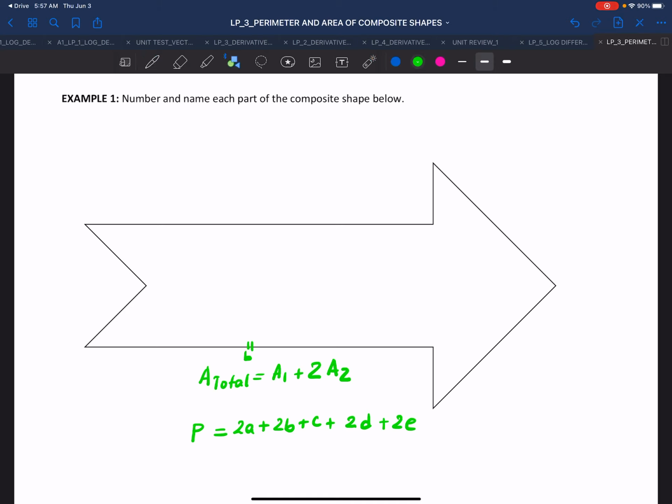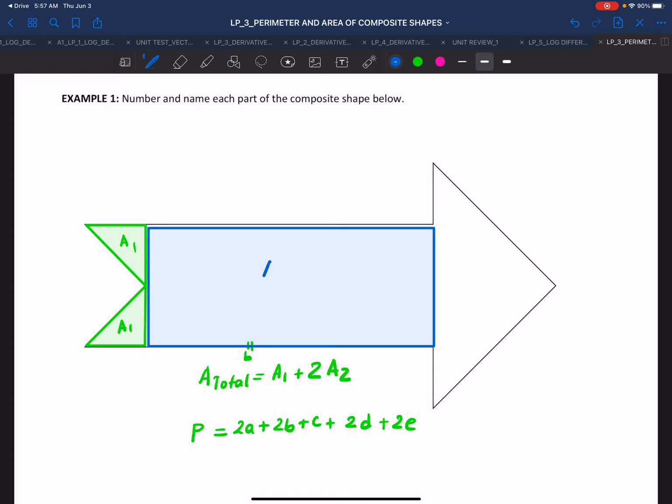So I would see in here this triangle and then this triangle. They're both equal. So I can call them both by the same symbol, A1 and A1. And then the next shape would be the shape of this rectangle. And I would call this the shape A2. And the last one would be the shape of the triangle here.